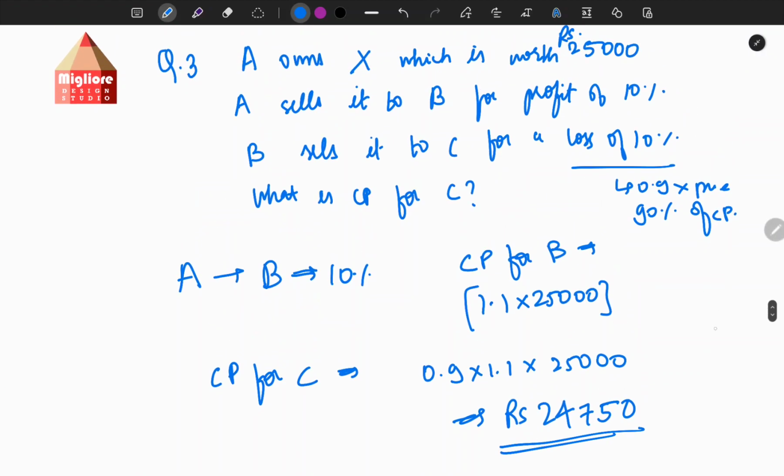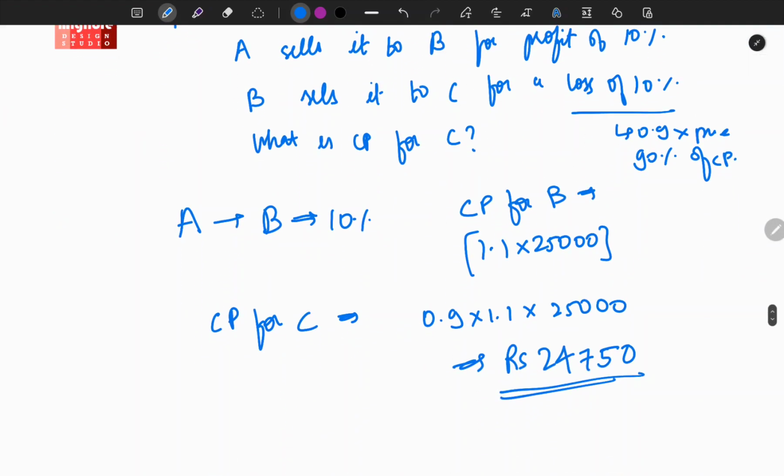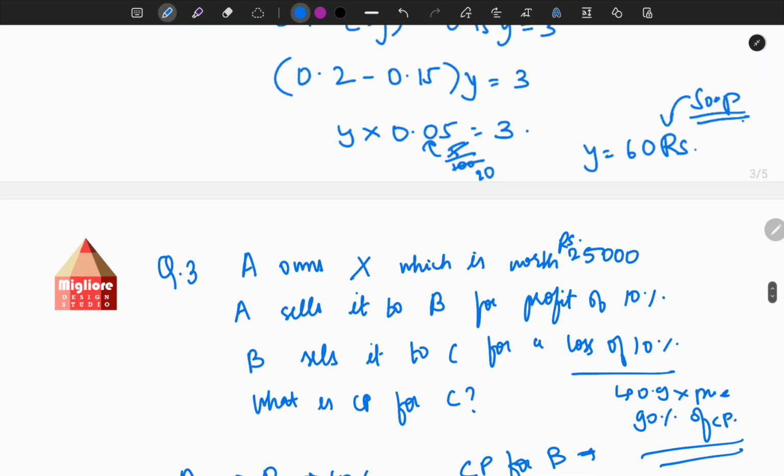So a question which is this big can actually have an answer that is quite simple to find, and the solution can be quite short. So always try to simplify things in terms of variables and immediate percentages.